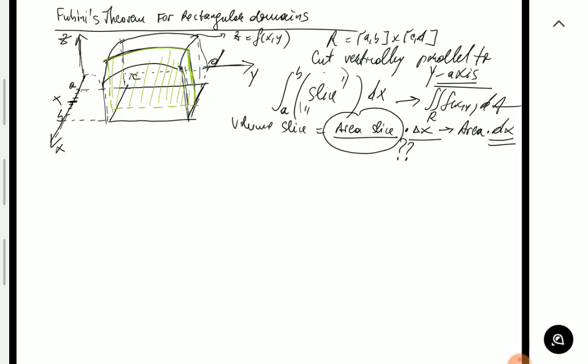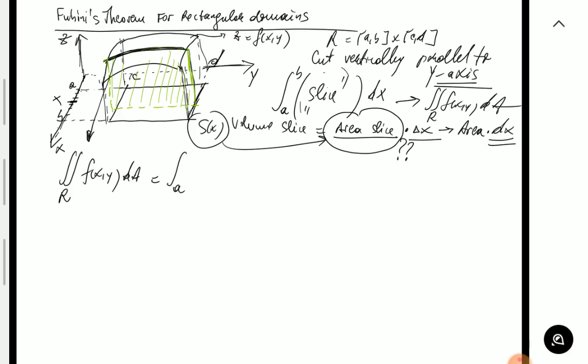Well, if I keep x constant, notice that the top here, where it cuts the surface, is nothing but, let's call it actually s of x, right? I mean, this is basically a function of x, because the area of the slice depends on x. So starting from the beginning, the double integral of f of xy dA, I already established, is going to be the integral from a to b of the area of that slice dx.